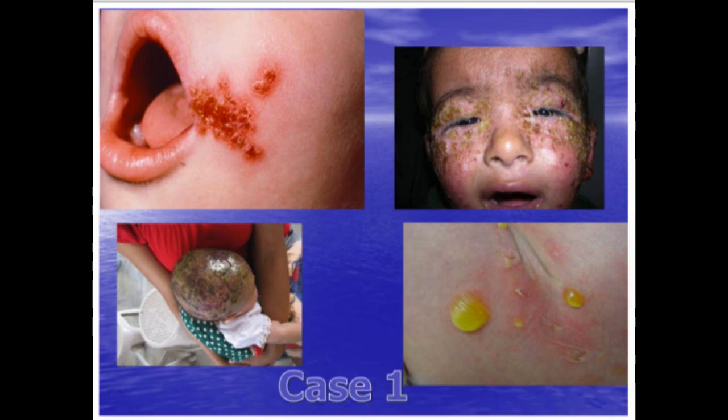The treatment of choice is topical mupirocin. When the lesions are severe, multiple, or in severe cases like the one that we're seeing there, the treatment includes dicloxacillin, cephalexin, or clindamycin. Penicillin used to be the drug of choice. It's no longer the drug of choice because occasionally Staph aureus can be involved.